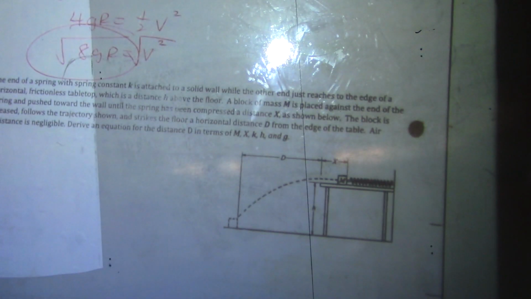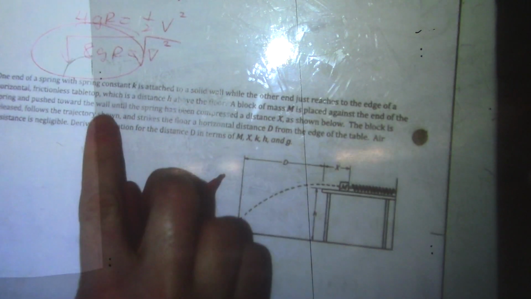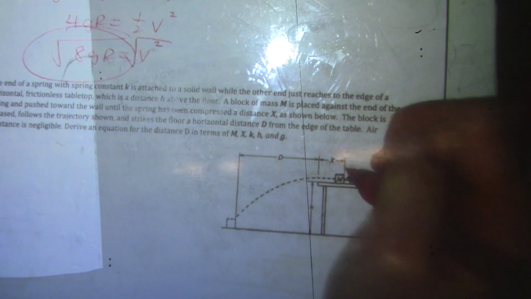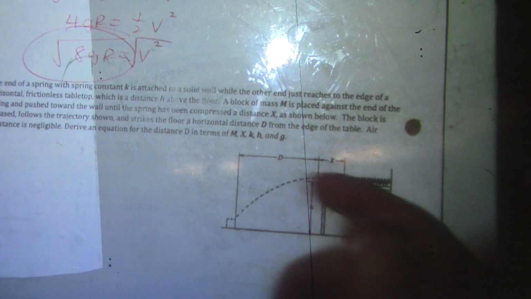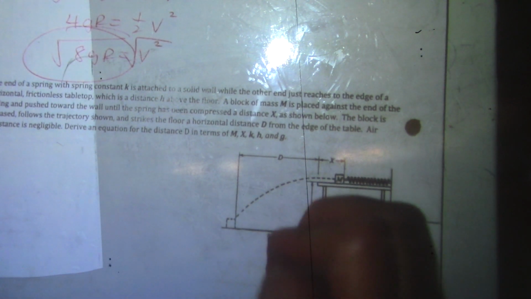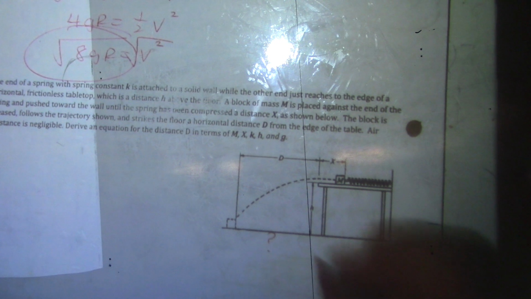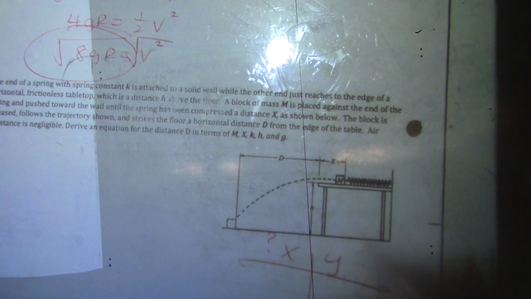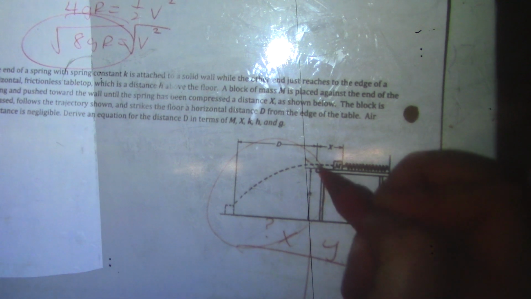We've got one end of the spring with a spring constant k, it's attached to a wall, and this is a distance h, a block of mass m is placed in front of it, and it's been compressed to distance x. The block is released and follows the trajectory shown. I want to solve for this distance right here. You can break it up into two different parts, it doesn't really matter. First of all, I'm going to look at it this way.